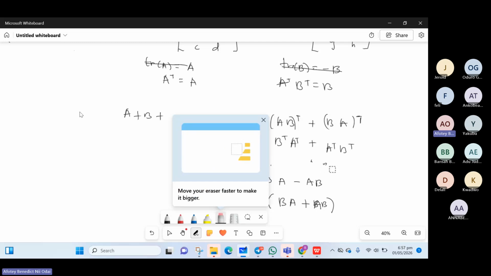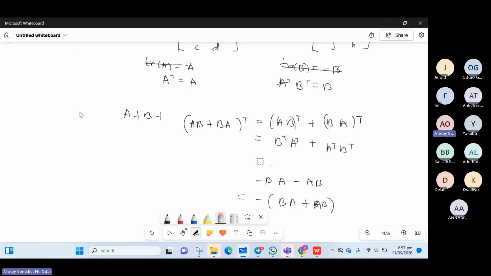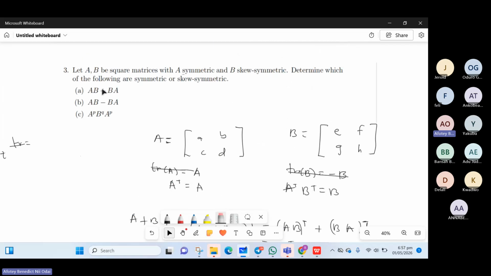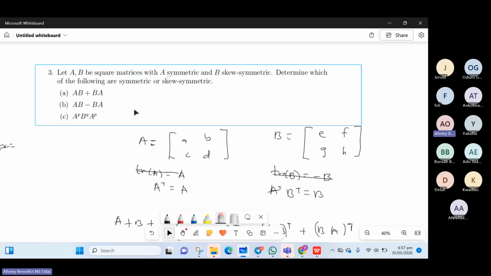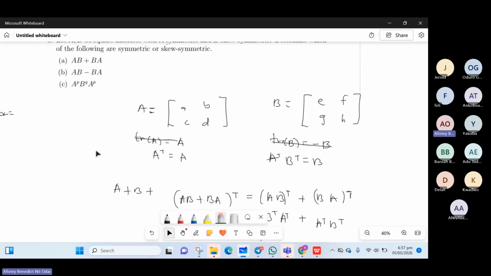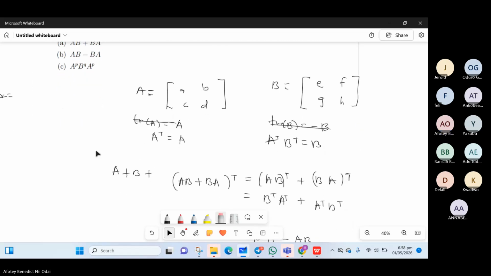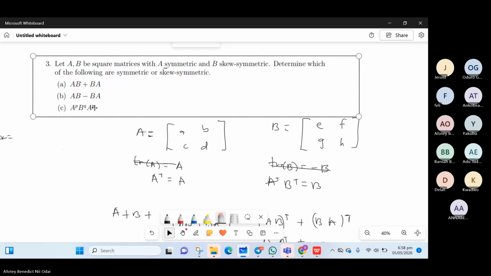Thank you very much. This is a very good submission. So let's go over our solution again, right? So let's take this question. Let A, B be a square matrix with A being symmetric. The key thing here is A is symmetric, right? Now, we are basically showing that this operation gives us a symmetric matrix or a skew symmetric matrix.